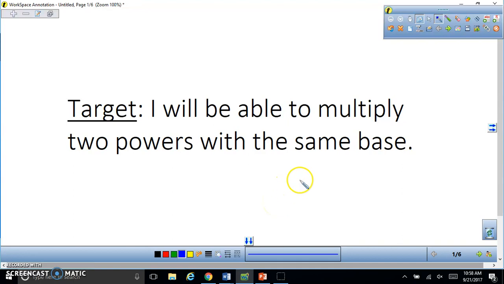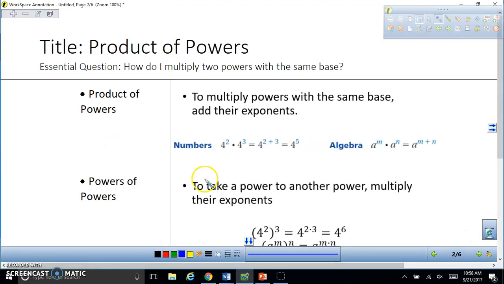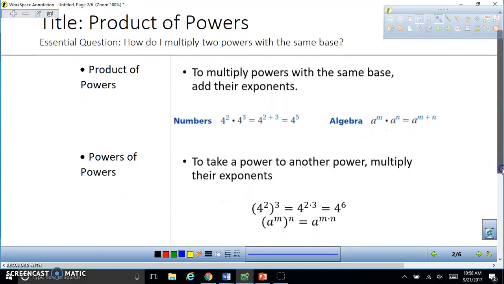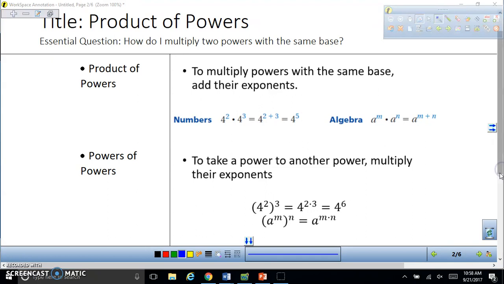It will be okay. And we are going to be looking at multiplying two powers with the same base, okay? And one other special one that has multiplication involved. So let's get started. Go ahead and title this Product of Powers, and your essential question is, how do I multiply two powers with the same base?